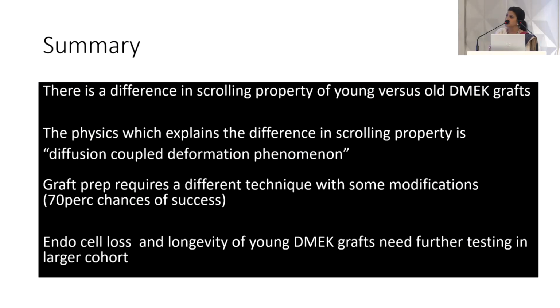So with this, I would like to summarize my talk by saying that there is a difference in the scrolling property of the young versus the old DMEK grafts. The physics which explains the difference in the scrolling property is the diffusion coupled deformation phenomena. That is what we are proposing. The graft preparation requires a different technique with modifications. We were able to get about 70% chances of success with a young tissue less than 40 years of age. And we agree that endothelial cell loss and longevity of the young DMEK tissue we still need to test in a larger cohort. With this, I would like to end my talk. Thank you for your attention.